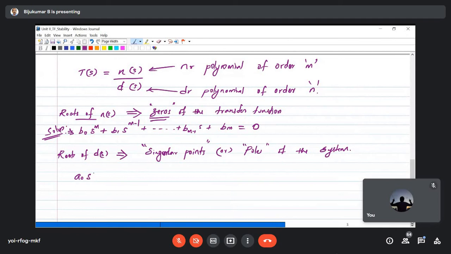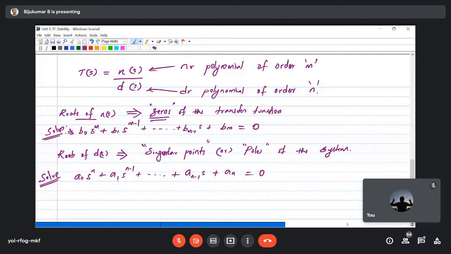So we can write a naught s raised to n plus a1 s raised to n minus 1 plus etc., up to a n minus 1 s plus a n, equal to 0. So if you equate this polynomial to 0 and solve, you will get some roots. Those roots can be called singular points or poles of the system, right?